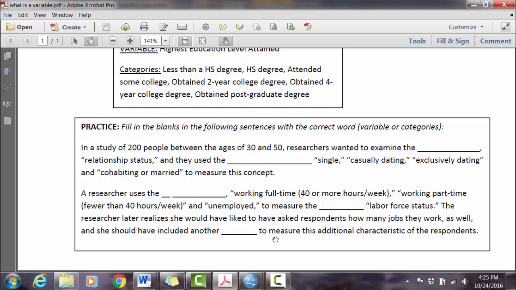So that's it for this video. The second video related to variables is going to go into independent variables and dependent variables and also units of analysis.